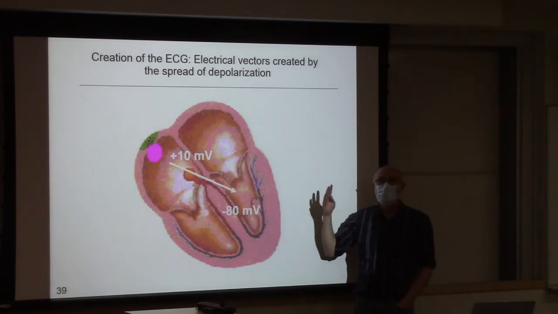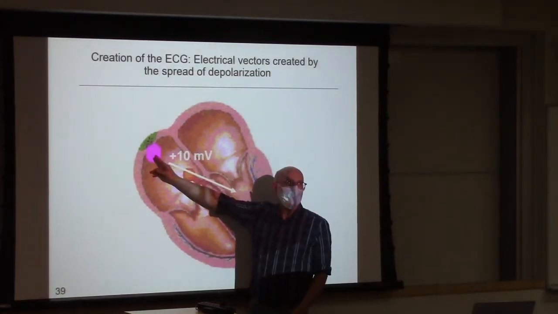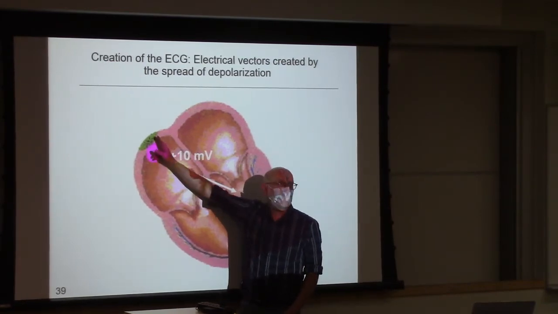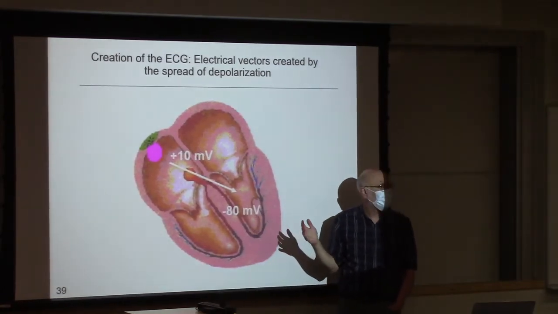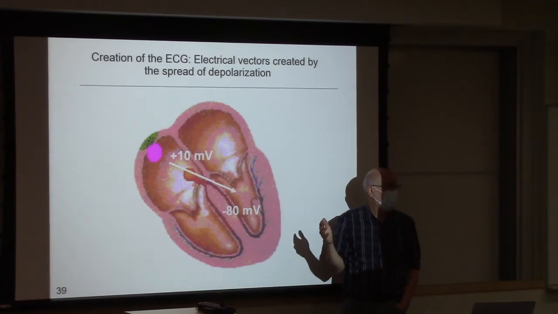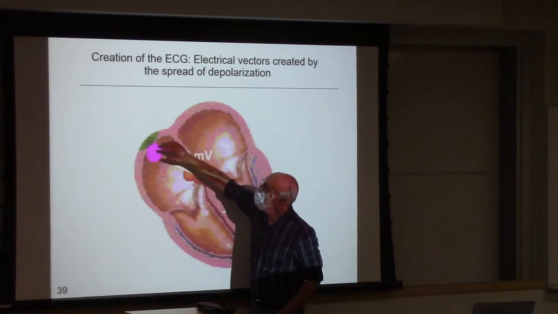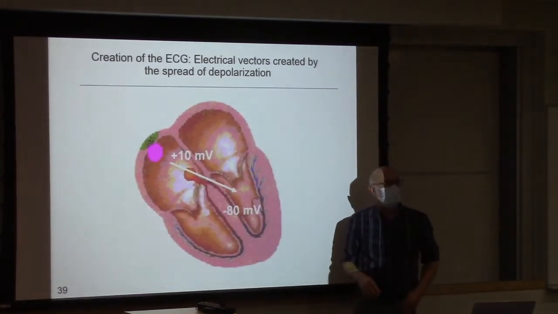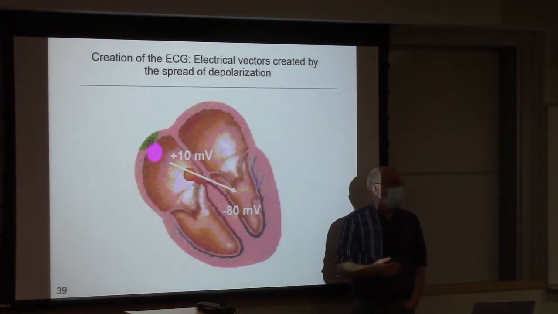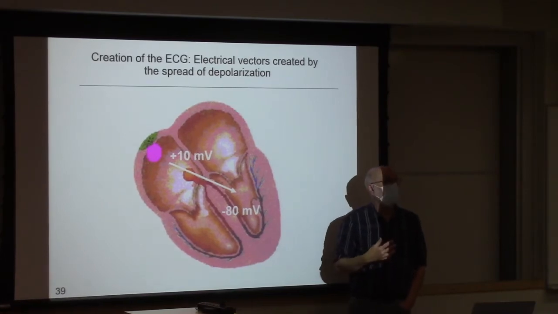So this is a cartoon of a snapshot. The pink is supposed to illustrate that the SA node has fired an action potential and is depolarized, and the rest of the heart is not yet depolarized. So the spread of depolarization from the SA node throughout the atria generates a signal. That signal comes from the spread of depolarization.